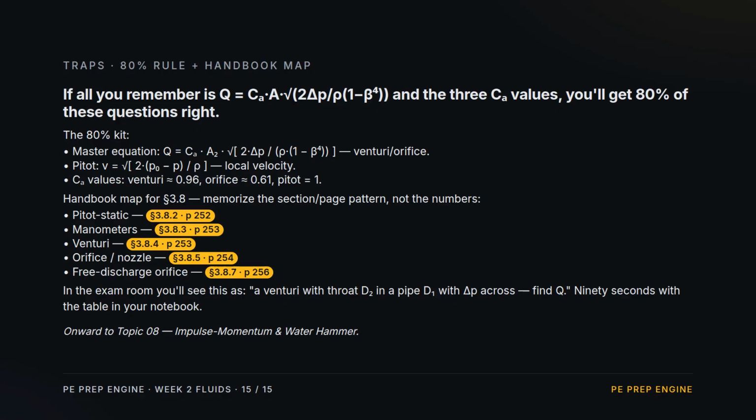80% rule. If all you remember is the master equation, Q equals C sub D times throat area times the square root of 2 delta P over rho times 1 minus beta to the fourth, plus the Pitot form and the 3 discharge coefficient values, you'll get 80% of these questions right. The on-screen map shows where each device lives in section 3.8. That's your navigation muscle memory. Onward to topic 8, impulse momentum and water hammer.